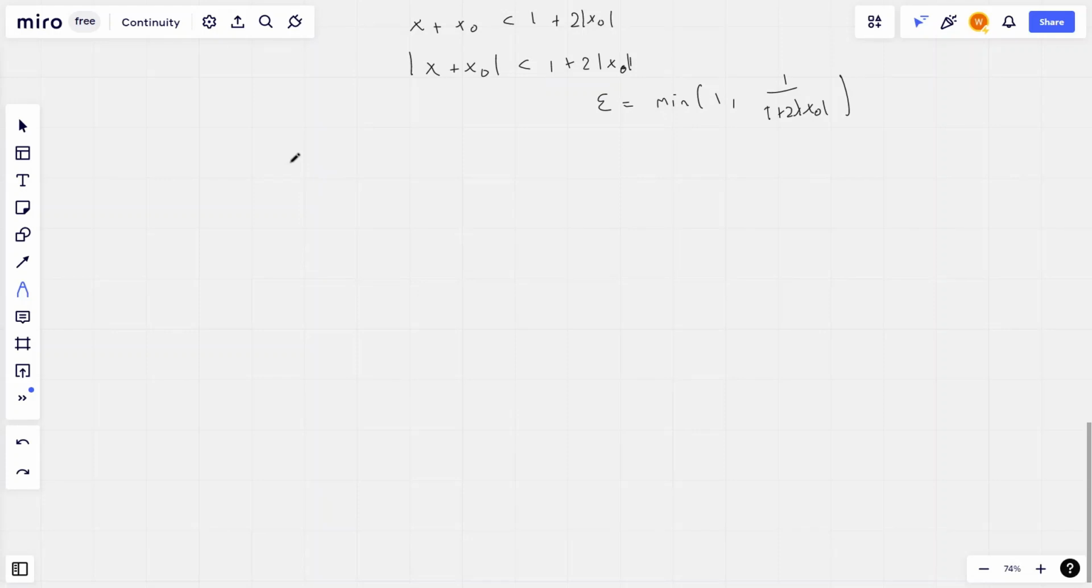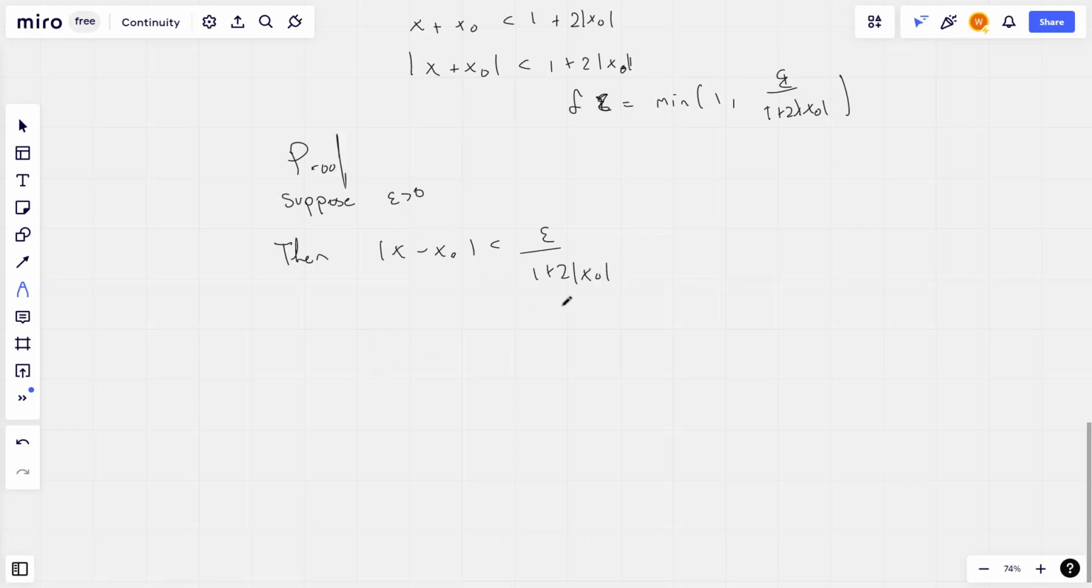Okay, so now the proper proof. Suppose that epsilon is greater than 0, then we have x minus x naught being less than, and then we have this. Oh, sorry, this is supposed to be a delta here. Then we have this being less than epsilon over 1 plus 2 times the modulus of x naught.